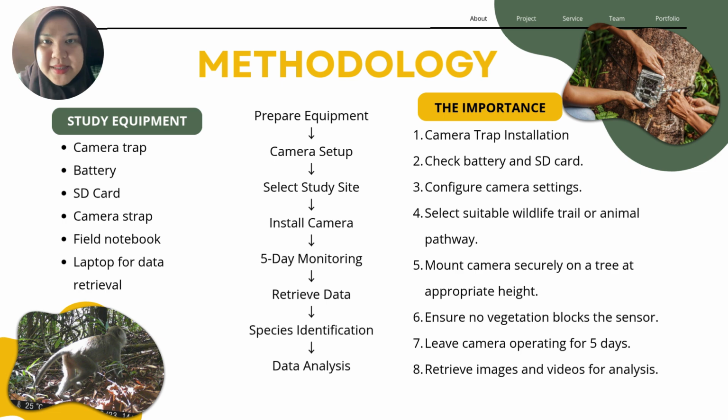Thank you. This slide shows the methodology used in our wildlife monitoring study using camera traps. First, we prepared all the necessary equipment, including a camera trap, batteries, an SD card, a field notebook, and a laptop for data retrieval. Next, we set up the camera and selected a suitable study site. The camera was securely installed on a tree along a wildlife trail, ensuring that the sensor was not blocked by vegetation. We also checked the battery, SD card, and camera settings before leaving the site.